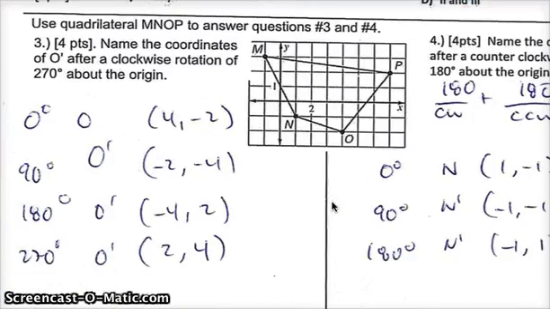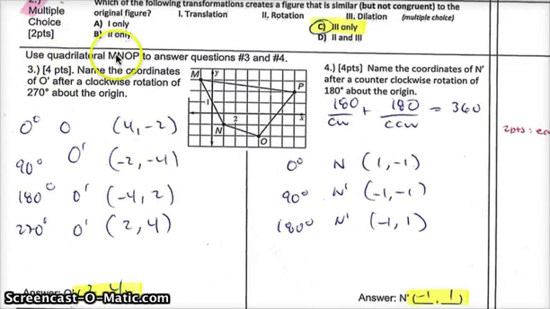Question 3 and 4. Use quadrilateral MNOP to answer questions 3 and 4. Question number 3 says, name the coordinates of O' after a clockwise rotation of 270 degrees about the origin. So first thing I'm going to do is find the coordinates for O. Here's the origin. So that would be right 4, down 2. (4, -2) is my coordinates for O.